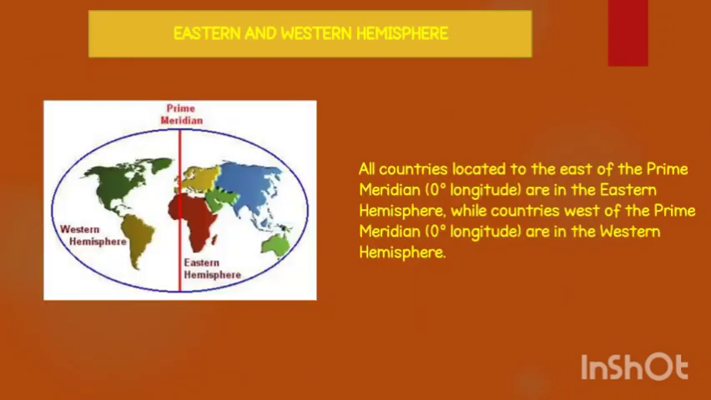Next, the eastern and western hemispheres. The prime meridian divides our earth into two equal parts. The western part of the prime meridian is called the western hemisphere, and all countries which lie in the eastern part of the prime meridian are called the eastern hemisphere. See, North America, Greenland, South America, and some parts of Africa are part of the western hemisphere, and Europe, Asia, and Australia are part of the eastern hemisphere.